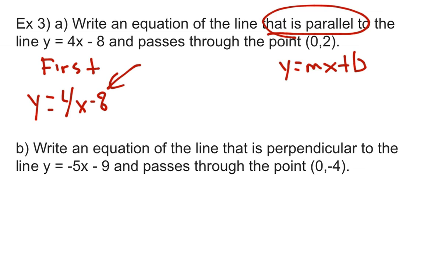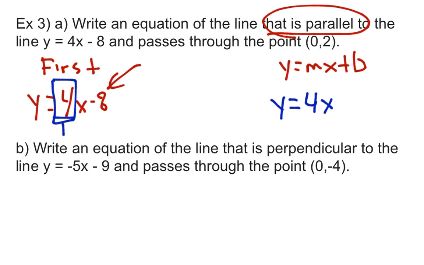Well, one thing I can take away from that right away is if our new line is going to be parallel, it's going to have the same slope. So if this slope is 4 over 1, I know my m in this case is also going to be 4 over 1. So I can already write y equals 4x because the slopes have to be the same. Okay, the only thing I need to know now is what the y-intercept is.